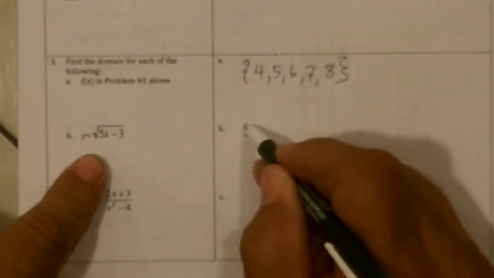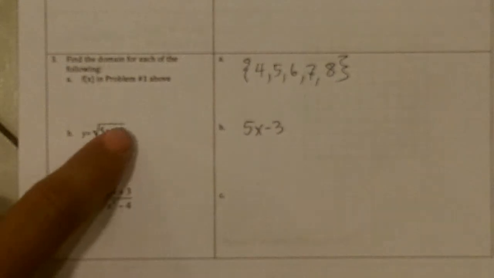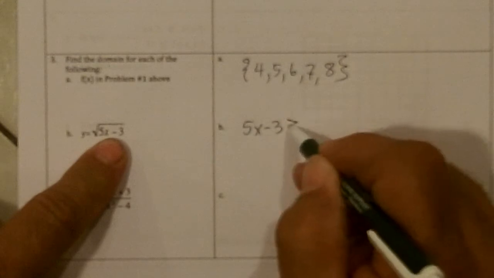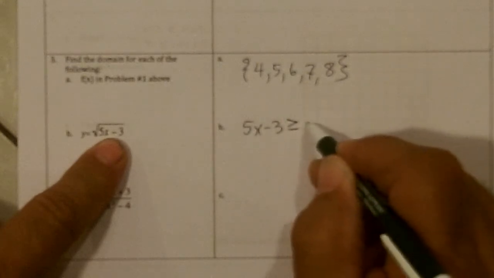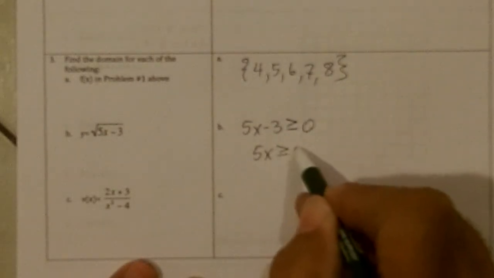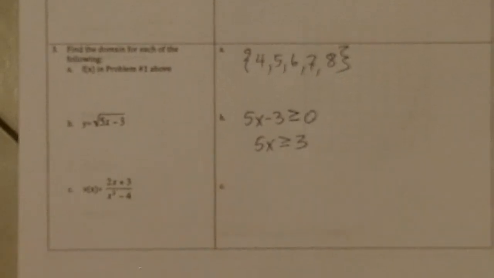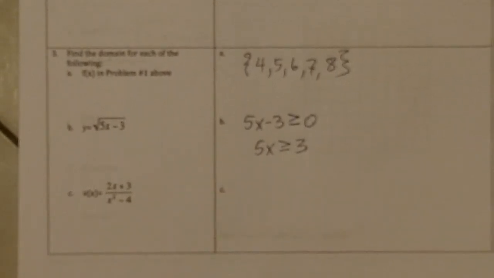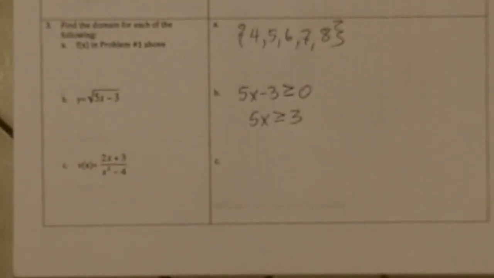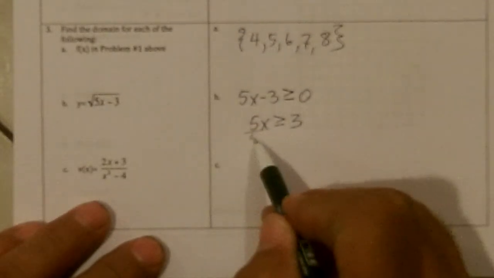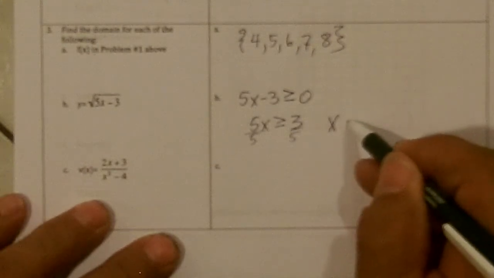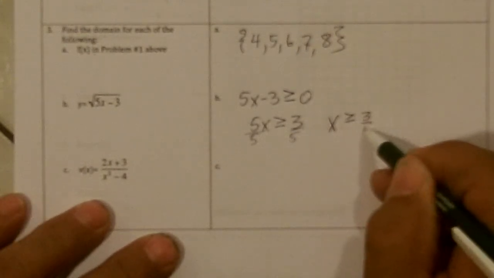B, 5x minus 3 is under a square root, so it cannot be negative. It can be positive, greater than 0, or equal to 0. To solve this, we'd add 3 to both sides, and we get 5x greater than or equal to 3. And then we'd have to divide by 5. Now, dividing doesn't flip the sign. It's dividing by a negative or multiplying by a negative. 5 in this case is positive. So we get x is greater than or equal to 3/5.